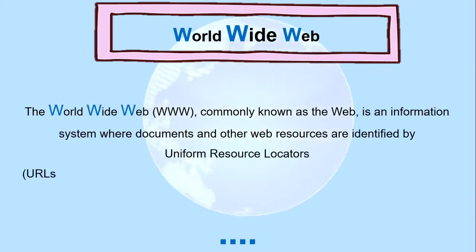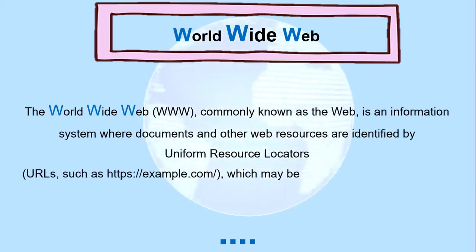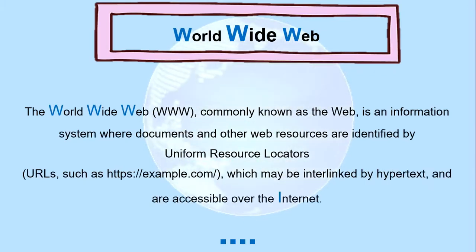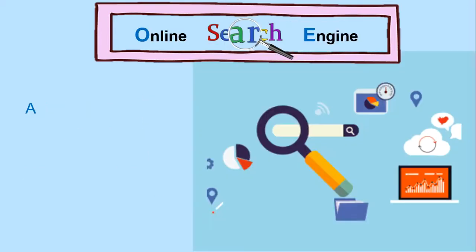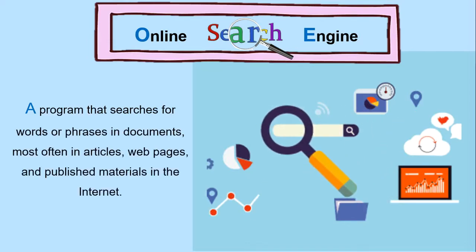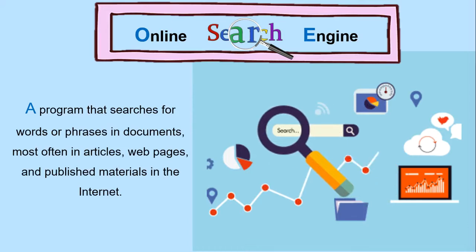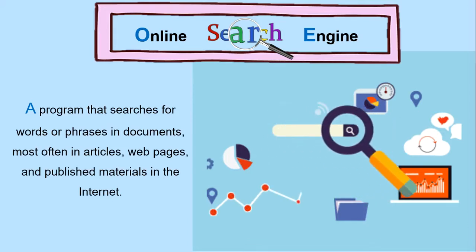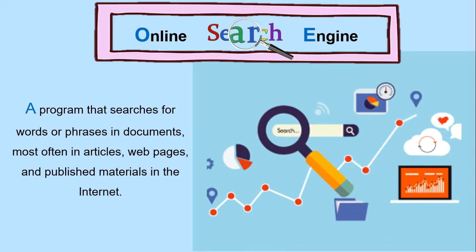This is why searching for a specific information in this huge pool of knowledge can both be tiring and intimidating. The primary key to navigating the Internet successfully and with ease is actually knowing where to start. This is where the roles of a search engine come into play. An online search engine is actually a program that searches for words or phrases in documents, most often in articles, web pages, and published materials in the Internet. It is similar to a library in an online setting as it gives you access to millions of domain names that store vast amounts of information.